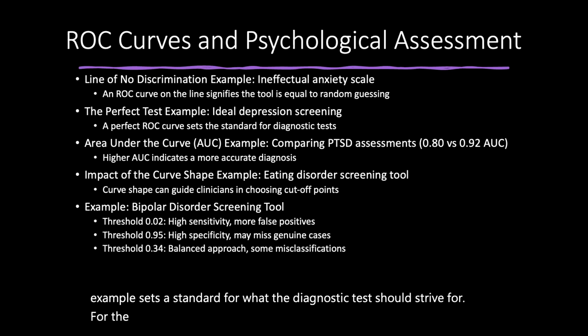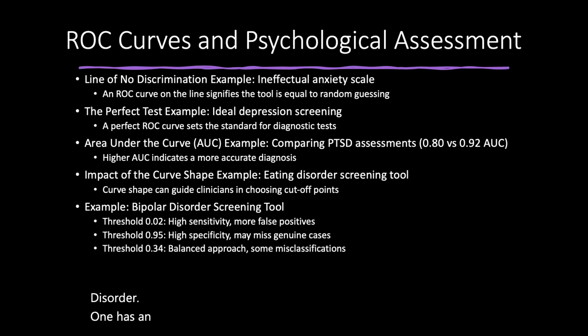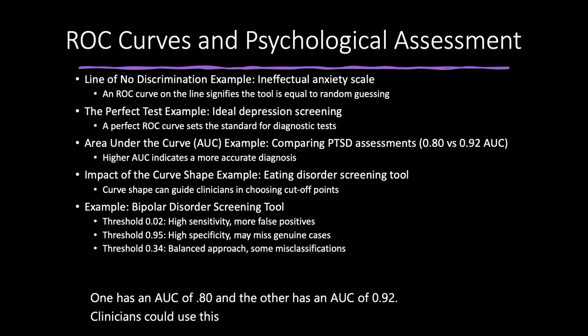For the area under the curve, let's compare PTSD assessments. Suppose two assessments are used to diagnose post-traumatic stress disorder. One has an AUC of 0.80 and the other has an AUC of 0.92. Clinicians could use this information to choose the latter, as it likely provides a more accurate diagnosis.